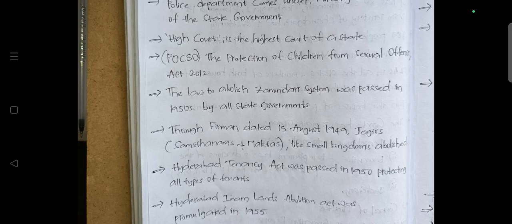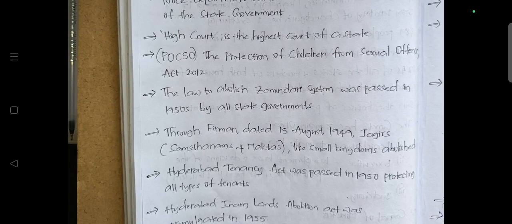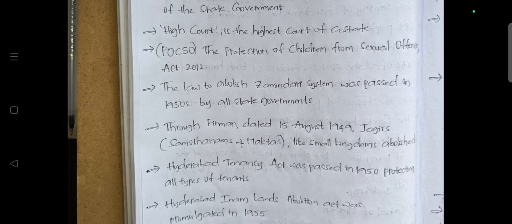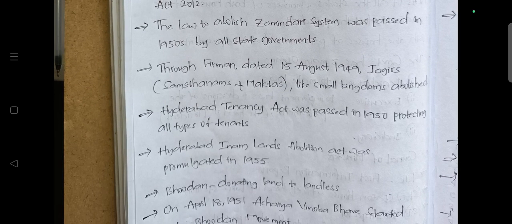POCSO Act generally. The law to abolish Zamindari system was passed in 1950s by all the state governments. Farman dated 15 August 1949: Jagirs, including Samsthanams and Maktas, which are like small kingdoms, were abolished in 1949. Hyderabad Tenancy Act was passed in 1950 protecting all types of tenants. Hyderabad Enam Lands Abolition Act was promulgated in 1955.